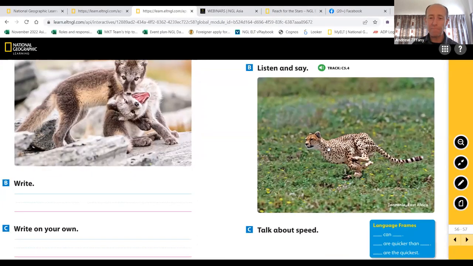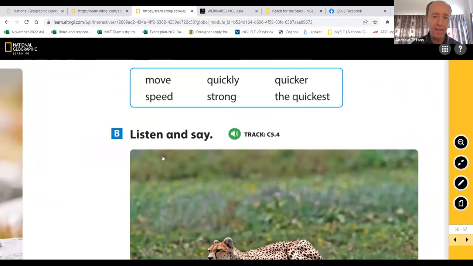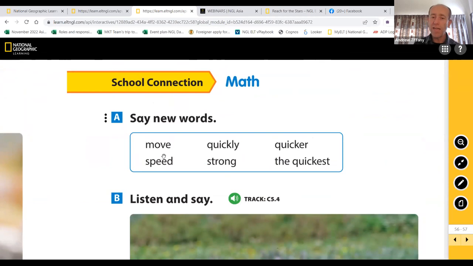We're going to talk about things to do with math words, okay? So what words do we have? We have move and speed and strong. Those ones are easy, but then I want to look at these three words: quickly, quicker, and the quickest.